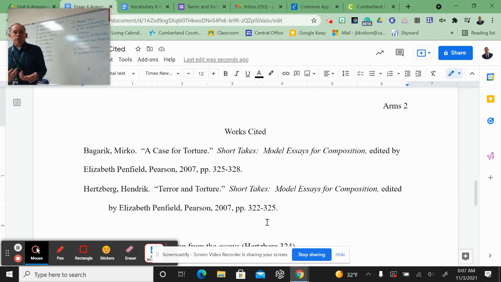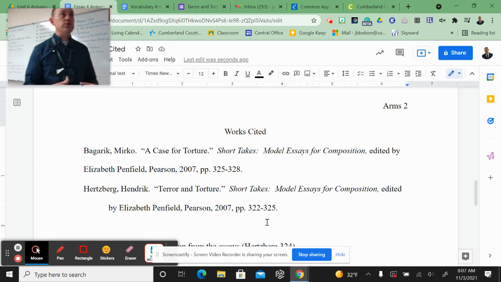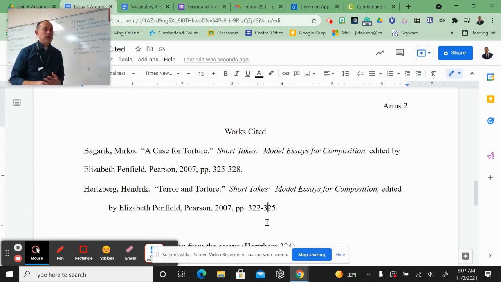So I'm giving you the citation for essay 4. In essay 5, you will develop your own citations for what sources you find. So you'll find your own sources and you'll write your own citations.